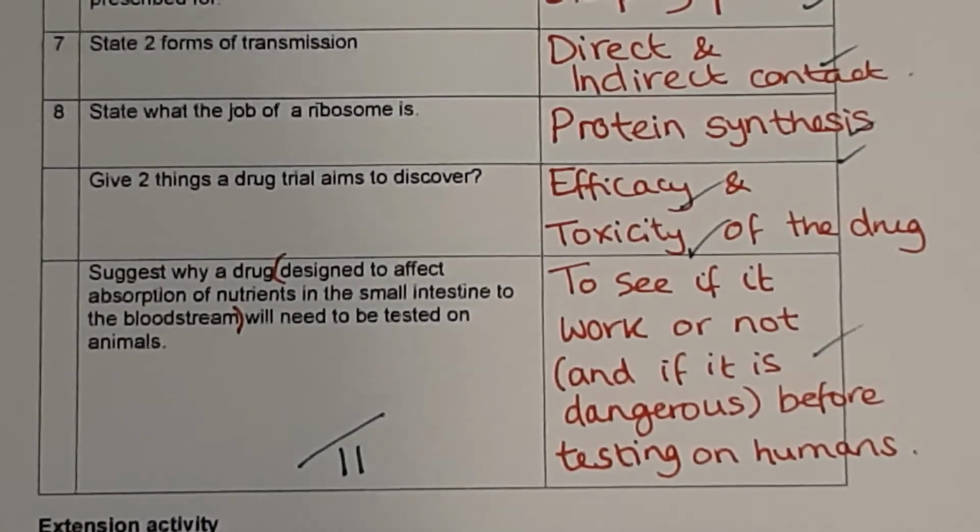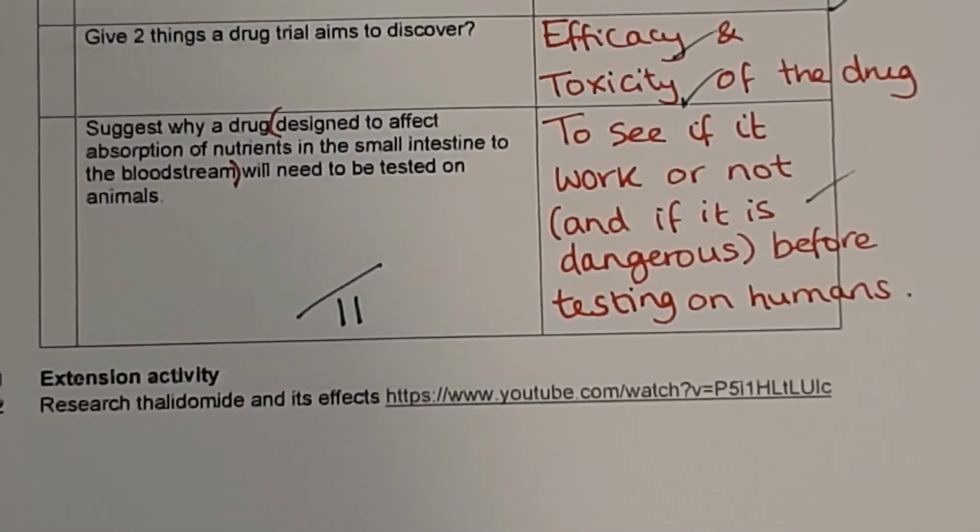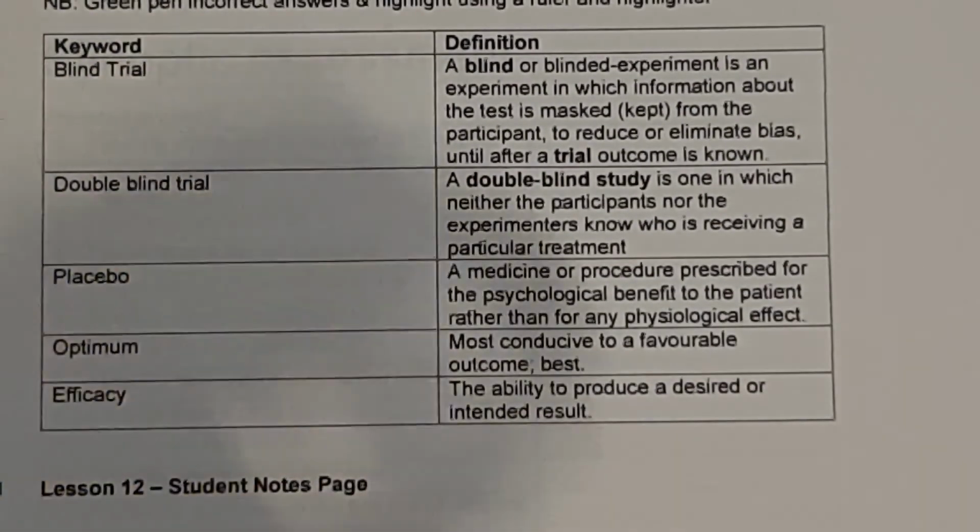Okay, so your extension activity is to research thalidomide and its effects. And in fact, let me double check. That is not the same video as earlier, so it's a different video to earlier. And you'll need to have a look at the keywords as well on page 39. So you'll need to know those. Make sure you understand what each of these things is, so what a blind trial is compared to a double-blind trial.